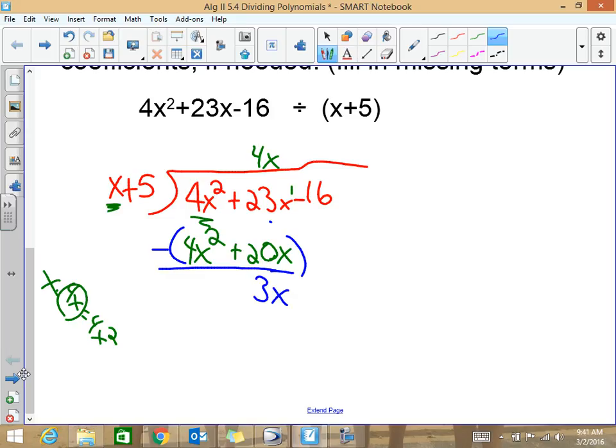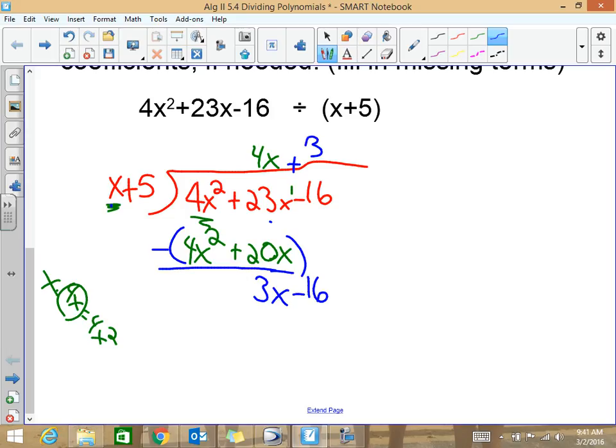Okay? Now, what do I do next in normal division? Bring down the next term. So I bring down the negative 16. Okay? Now I want to see what I would have to multiply this x by to make it 3x. 3, right? So I place the positive 3 up here. And again, the columns are matching up. I'm putting this constant over a constant.